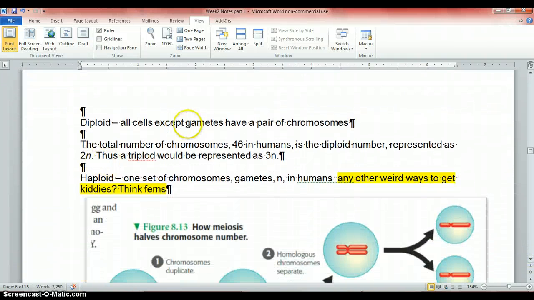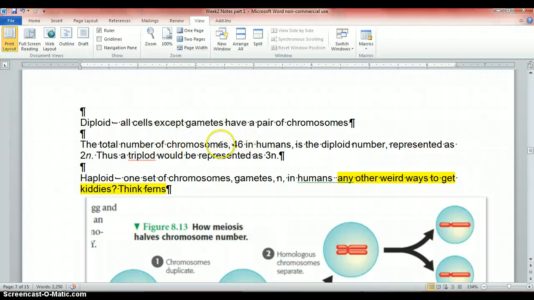Diploid means all cells except the gametes have a pair of chromosomes. So gametes, right, if I as a woman would have an egg, it would have half of my chromosomes, so it would only have 23 out of the 46. And then if it was fertilized by a sperm, the sperm would have the other 23 out of 46, and together we would get a complete set.